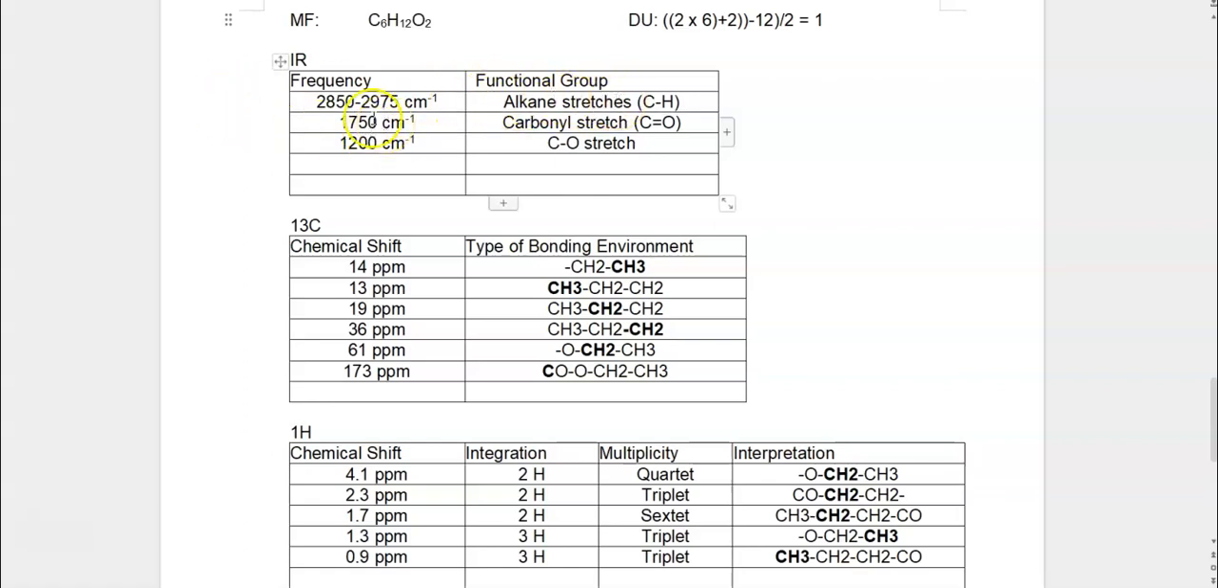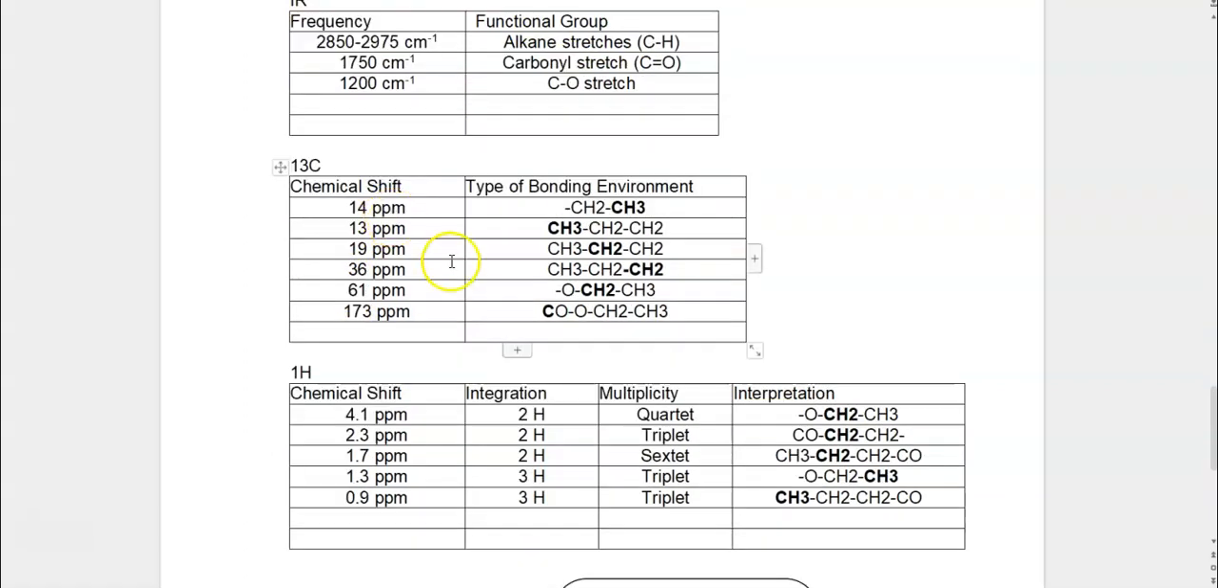From 1,750, you have a carbonyl stretch, a carbonyl group right here, and then you have 1,200, which is a carbon attached to an oxygen. And then from 13C, as you can see, the 14 and the 13 ppm chemical shifts we have right here are due to the methyl groups, the CH3s, which are right next to CH2s.